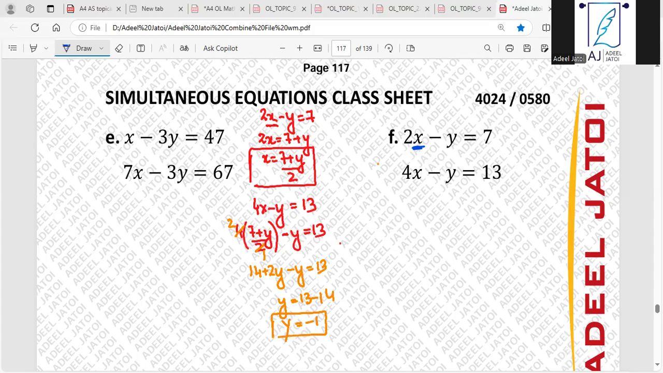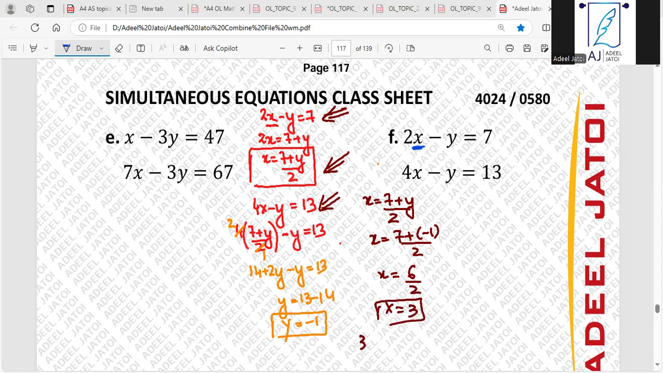So to find the value of x, you can substitute in the first equation, in the second equation, or the subject equation, any of it. So let's take the subject equation: 7 plus y upon 2. So x is equal to 7 plus minus 1 upon 2. x is equal to 7 minus 1, which is 6. 6 upon 2 becomes what? 3. So the value is 3 comma minus 1. This will become the coordinate for part F.